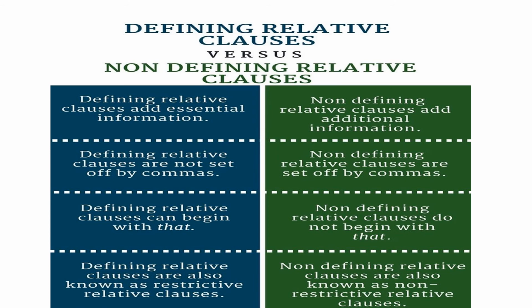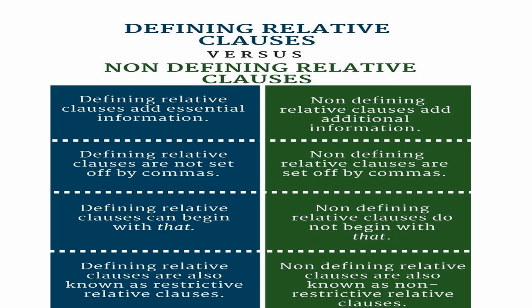Now, having dealt with defining relative clauses and non-defining relative clauses separately, it is important that we see the differences between them in one common slide. So defining relative clauses give us essential extra information. But non-defining relative clauses add additional information which might not be essential or important to the understanding of the main idea. Defining relative clauses are not used between commas, but non-defining clauses are always set off by commas.